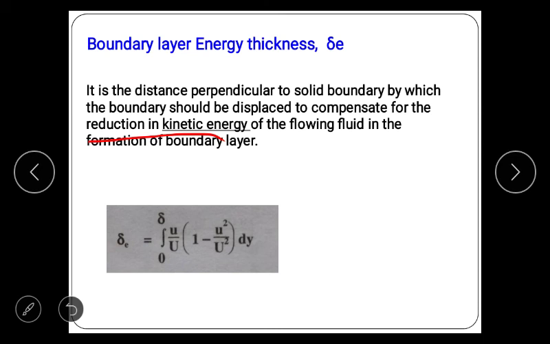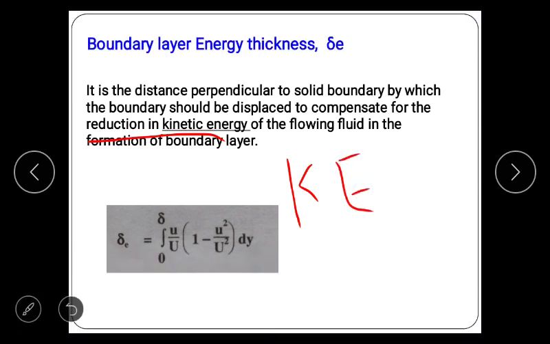It is denoted by delta E, equal to the integration of 0 to delta of u upon U into bracket 1 minus u square upon capital U square, into dy. Kinetic energy has a formula. What is the kinetic energy formula?